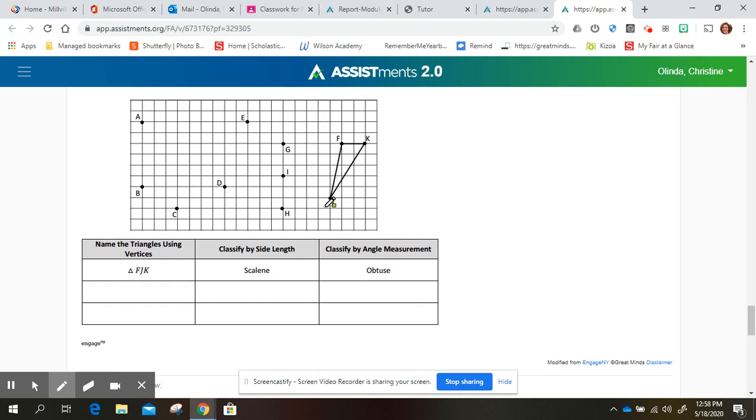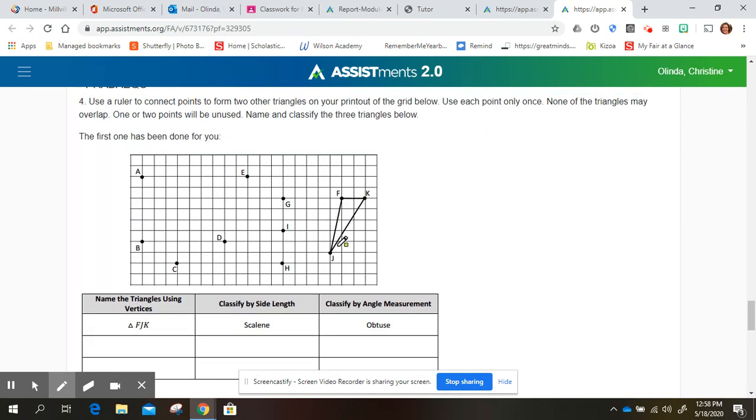Name and classify the 3 triangles below. So they did triangle FJK by connecting the points. None of the sides are equal, so they call it scalene. And then the angle here has to be obtuse.